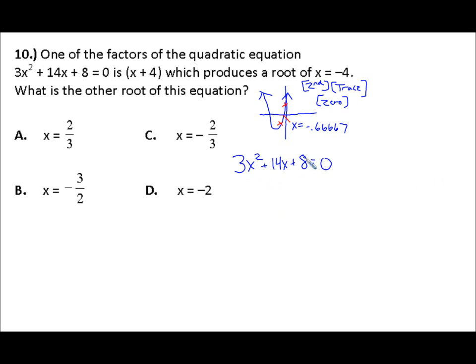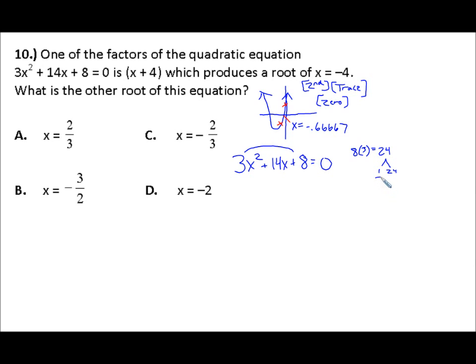So let's take this equation, let's just solve it straight up by factoring. So remember that the rules for if you have a leading coefficient, you need to multiply your leading coefficient by constant terms, 8 times 3 is 24. And we need to find factors of 24, which add up to 14. So list out factors of 24.